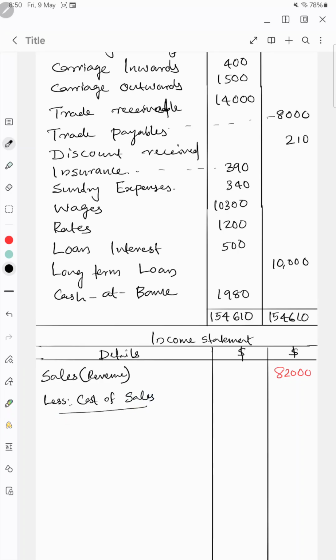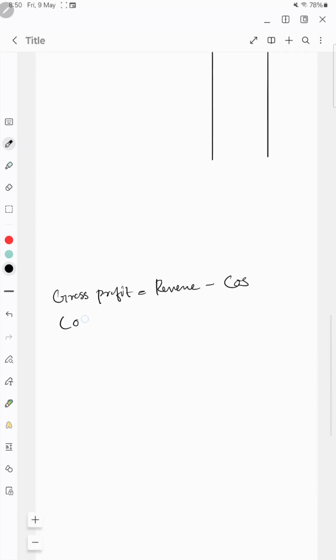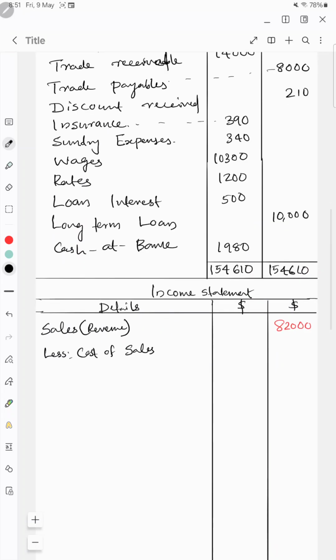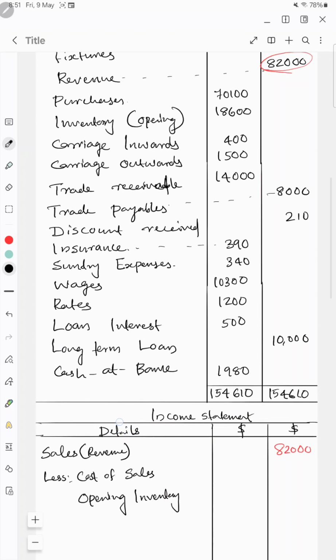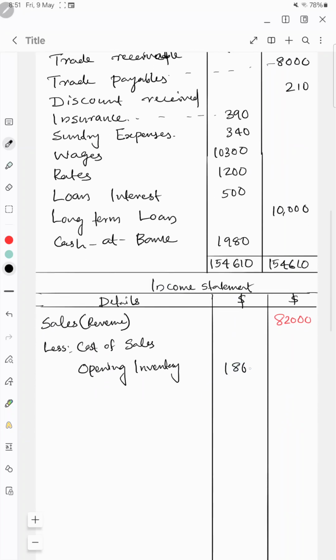cost of the sales equation is: cost of the sales is equal to opening inventory plus net purchases minus closing inventory. Okay, so first you can take opening inventory here. So I am using the first column for that. Opening inventory is the inventory, this one. Okay, 18,600.